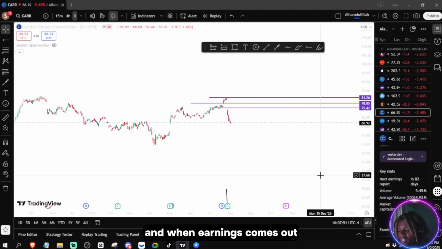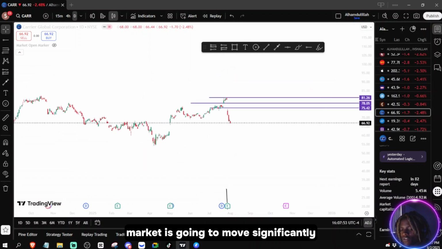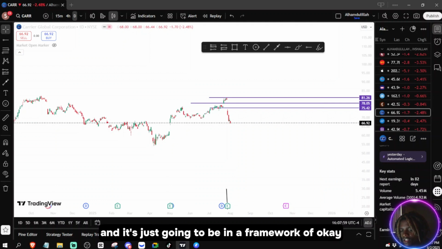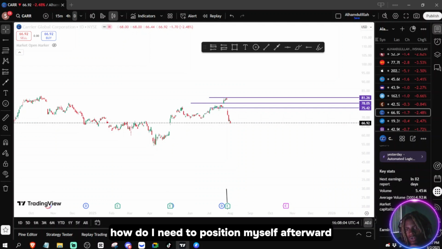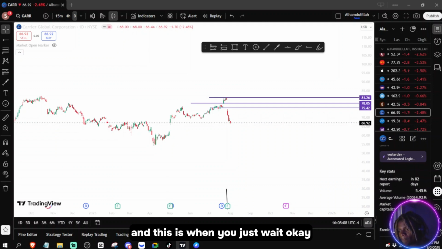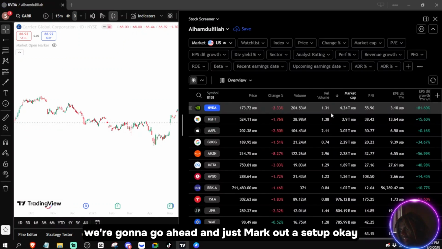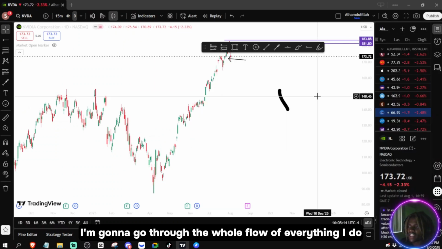And when earnings comes out, market is going to move significantly. Market is going to move heavily. And it's just going to be in a framework of, okay, how do I need to position myself afterward? And this is when you just wait. Okay. So from top to bottom, we're going to go ahead and just mark out a setup. Okay. So I'm going to go through the whole flow of everything I do.